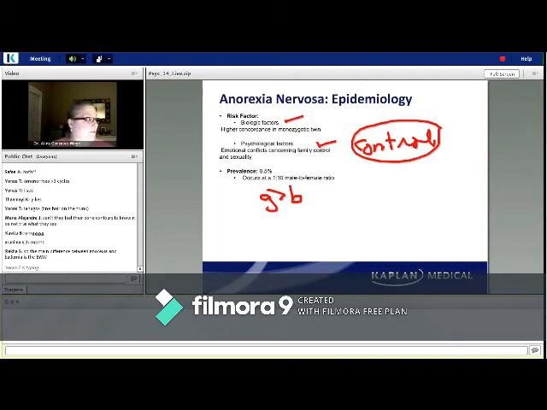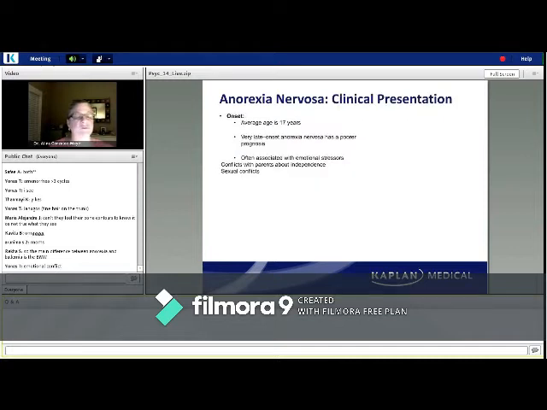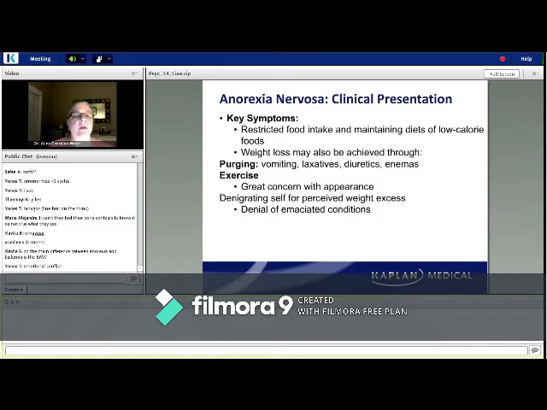Yes, the main difference between anorexia and bulimia is the BMI. The bulimic girls have normal BMI, the anorexics do not. The average age is about 17.